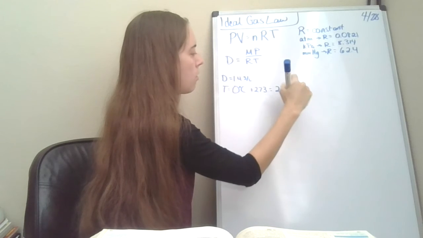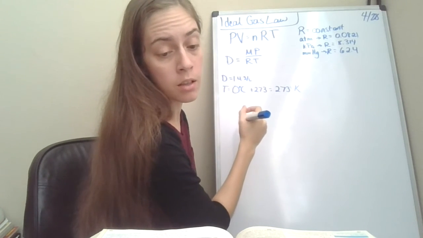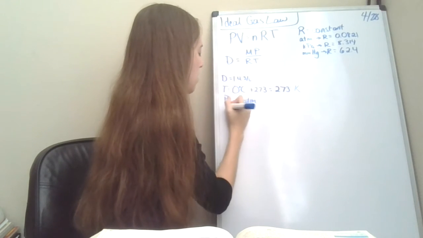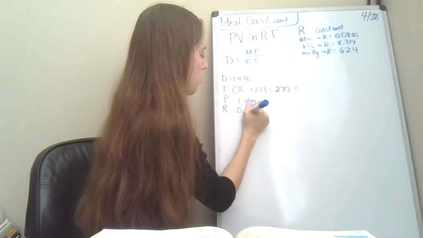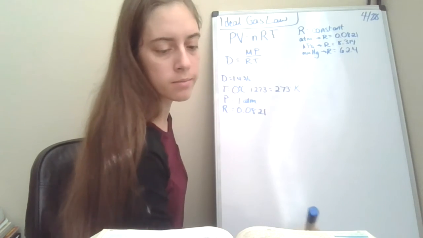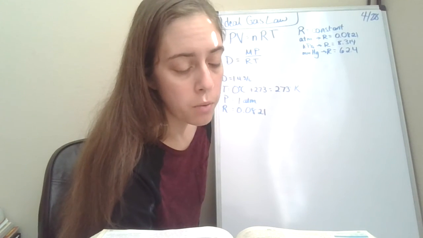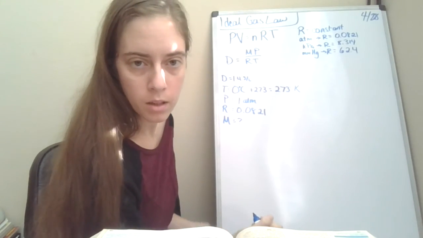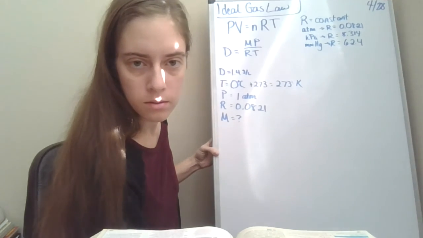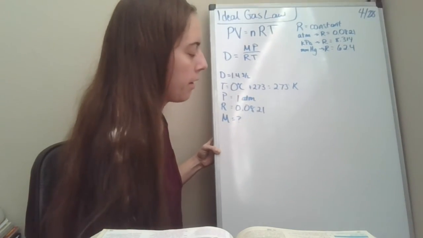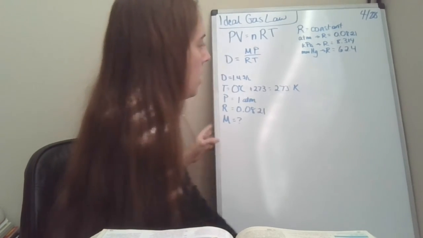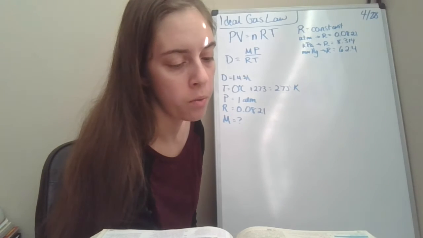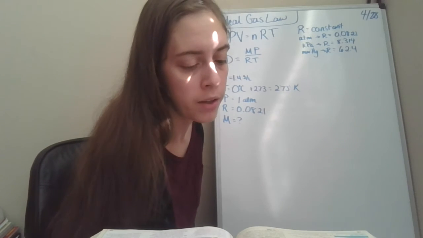We don't say degrees with Kelvin. Standard pressure is 1 atm. Since we're using atm, that means our R value is going to be 0.0821. And we are solving for molar mass. All right, so this is what was given to us in the problem. So we converted our temperature to Kelvin, and now we can calculate to solve.